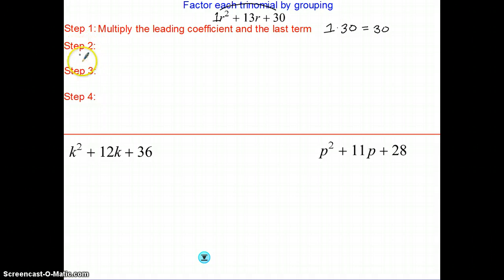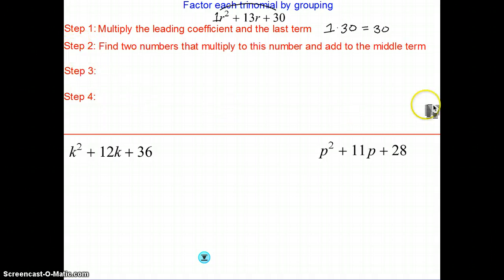Step 2. In step 2, we are going to find two numbers that multiply to this number 30 and add to the middle term. So when I factor 30, one option is 10 times 3. These two numbers multiply to get 30, but also when I add them, 10 plus 3, I get the middle term of 13.